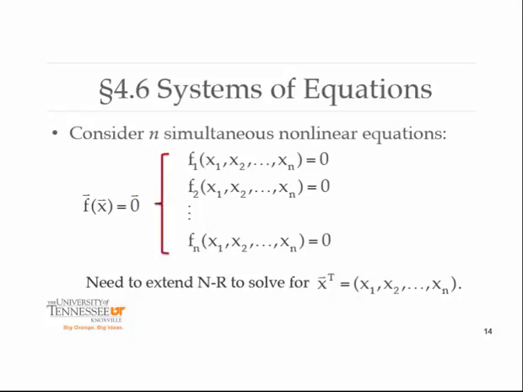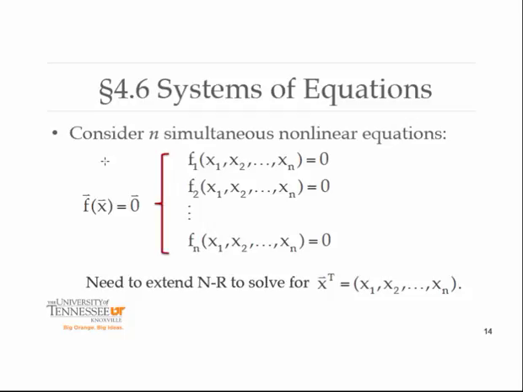In the final section of this chapter, we consider adapting the Newton-Raphson method to the solution of n simultaneous nonlinear equations. So what we've indicated here is a vector-based representation of a system of nonlinear equations, as illustrated here. And what you have is a representation of a series of functions f sub 1, f sub 2 through f sub n of n independent parameters x1, x2 through xn.